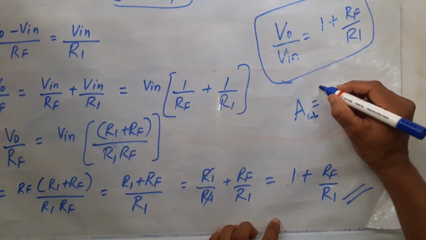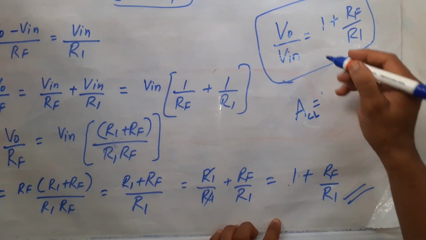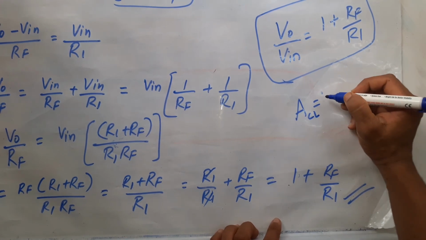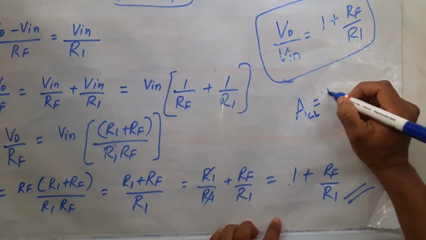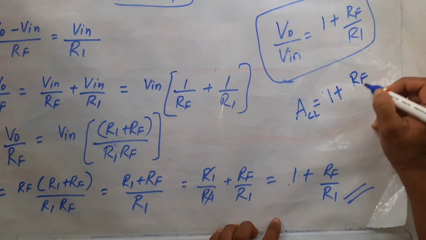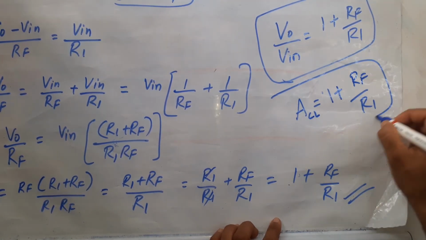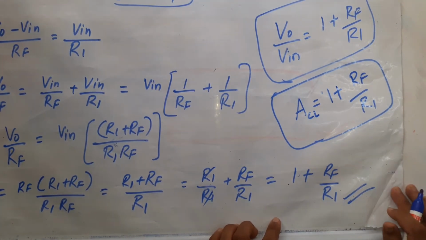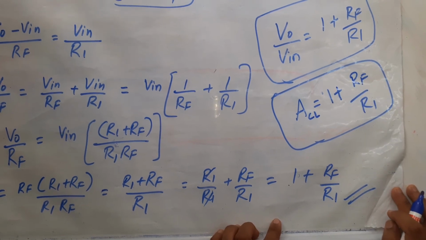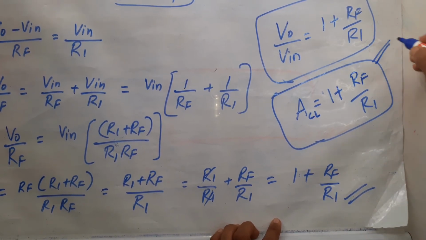So same thing, we get ACL, that is gain, is nothing but V naught by Vin, so that is 1 plus RF by R1. You have to remember these two equations. This is for the non-inverting amplifier. You have to remember this.